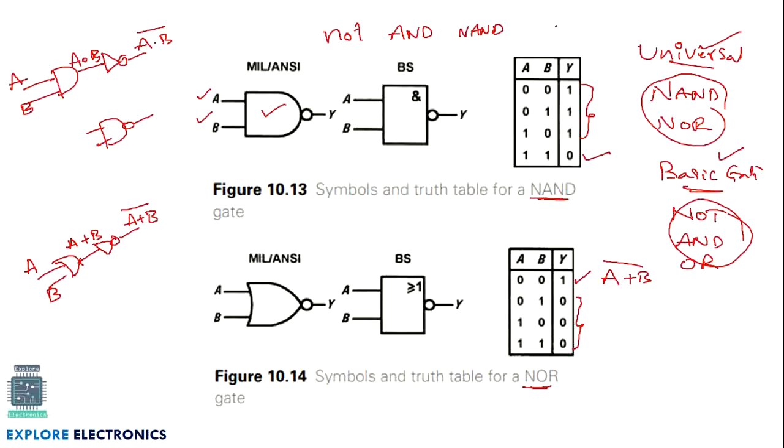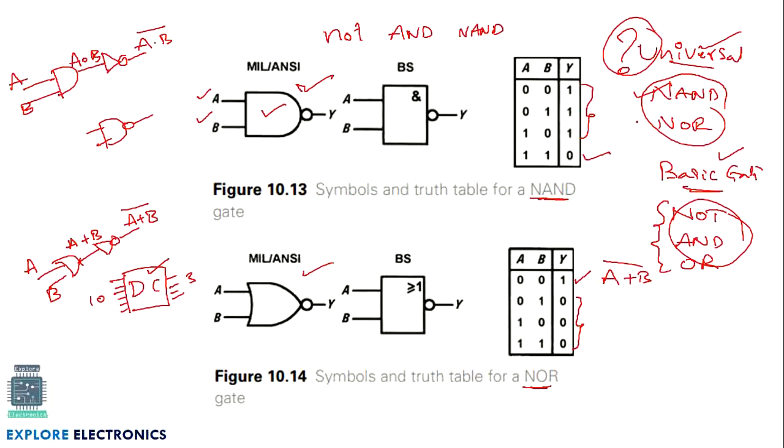Why they are called universal is the next question. Why do we call these 2 universal? Because by using only NAND gates, or by using only NOR gates, without using any other gate, we can construct any digital circuit. Let us say we have a digital circuit with some 10 inputs and some 3 outputs. To construct this digital circuit, we can use a combination of NOT gate, AND gate, OR gate. Otherwise, we can use only NAND gates in place of these gates to construct the circuit.